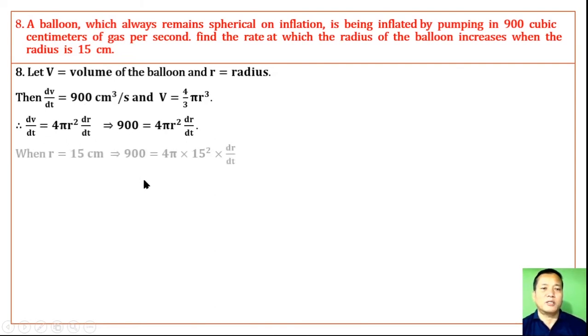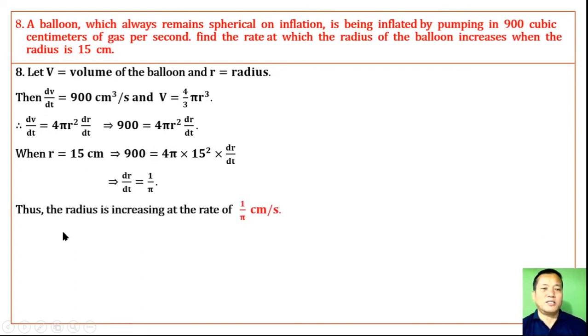We get this. When r is 15 cm, again it becomes this. From this, we find dr by dt is 1 by pi. Thus, the radius is increasing at the rate of 1 by pi centimeter per second.